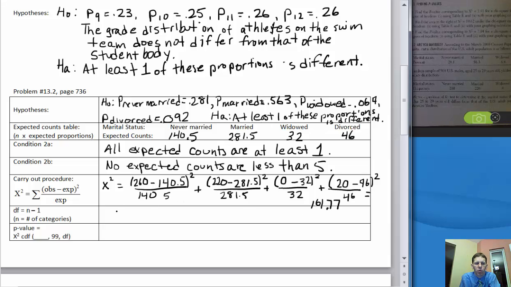Your degrees of freedom equal the number of categories minus 1. Here we have 4 categories, so n minus 1 would equal 4 minus 1, or 3. And the p-value is found using the chi-square CDF function. You'll find that under the distributions menu on your calculator. Typing in that number, comma 99, comma degrees of freedom. On newer calculators, I think it says lower bound, upper bound, and then degrees of freedom. So if you actually do chi-square CDF, this 161.77, comma 99, comma 3, you'll get a p-value.